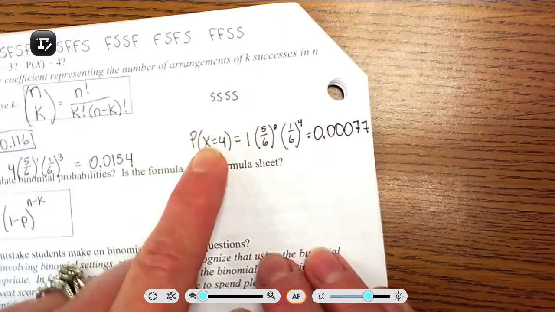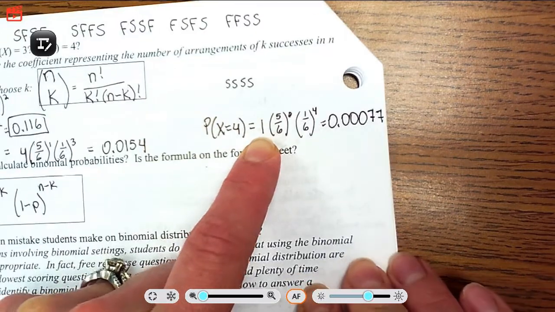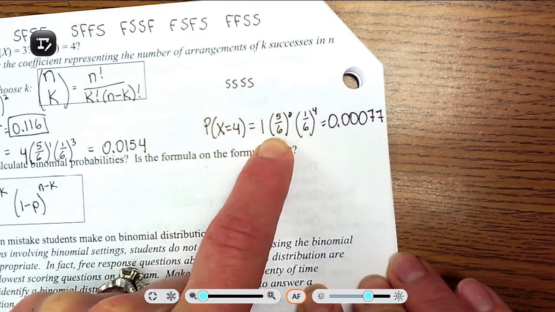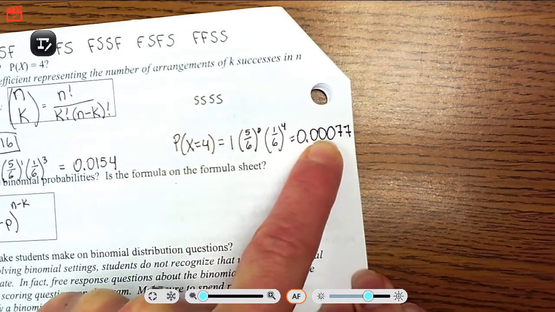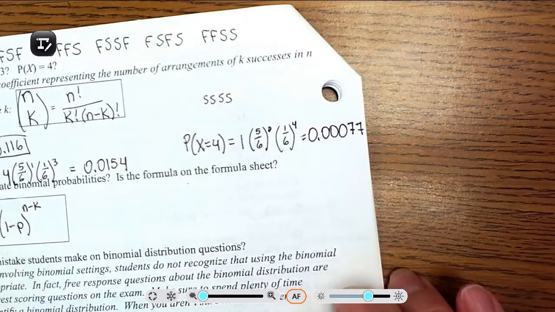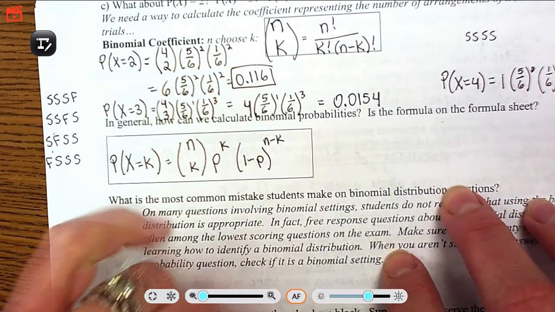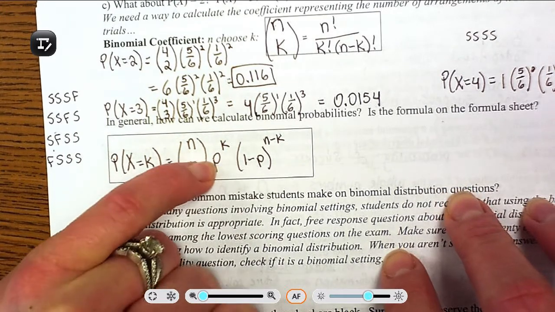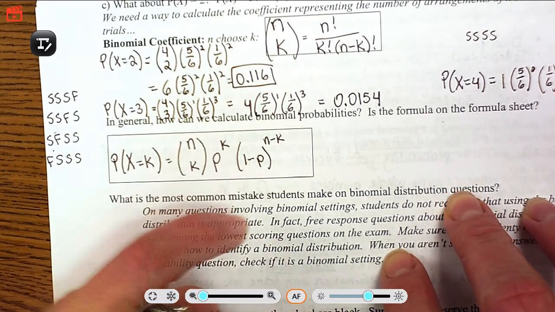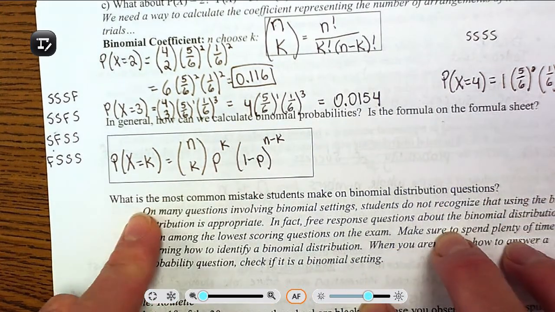And the probability of 4 successes happens one way when they're all successes, S, S, S, S, and that's 5/6 to the 0 and 1/6 to the fourth, and that's 0.00077. So in general, how can we calculate binomial probabilities? We do trials choose the number of successes, times the probability of success to all the successes, times the probability of failure to all the failures. Is this formula in the formula sheet?